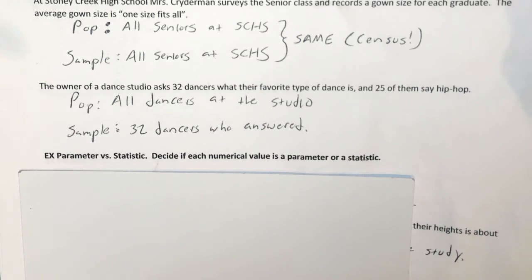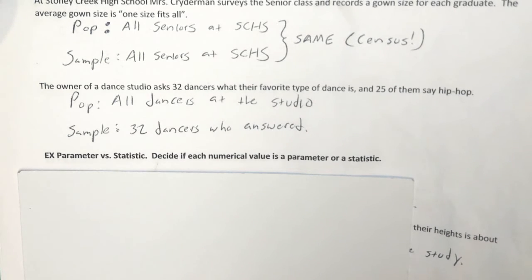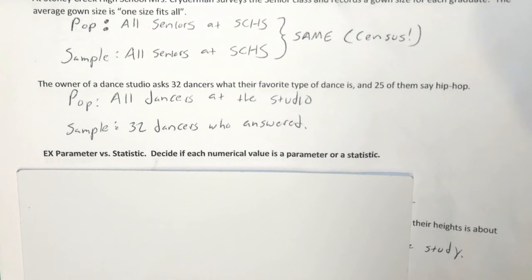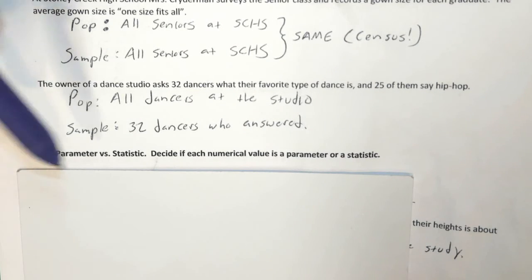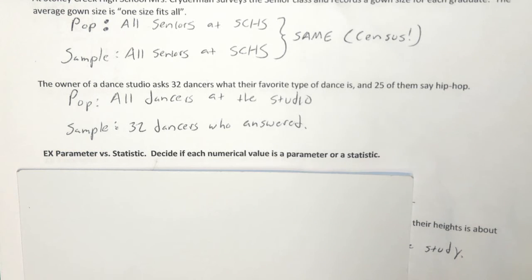Okay, let's talk about our other set of vocab terms. We're getting close to our end right here. So our other set of vocab terms was parameter and statistic. Now both parameters and statistics are numerical values, so we're going to be seeing a lot of numbers. The parameter is going to be information about a population. A statistic is numerical information about a sample.